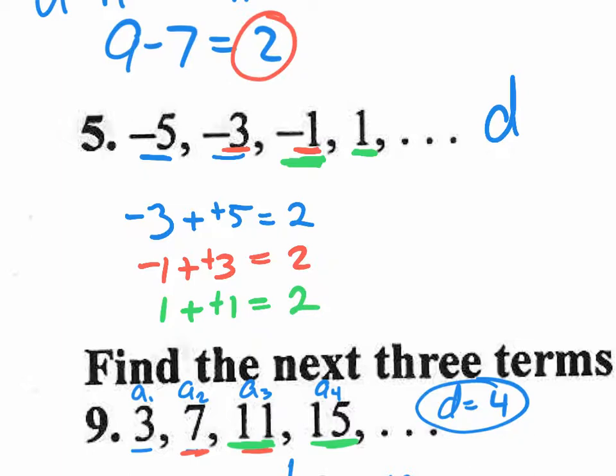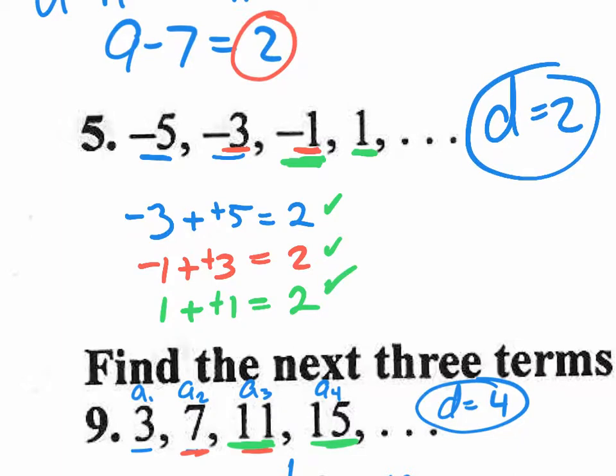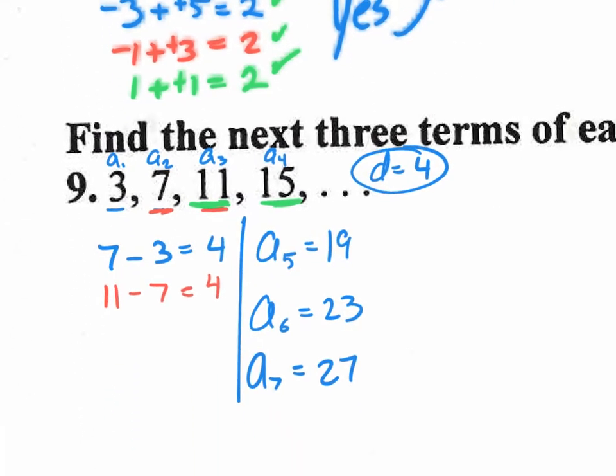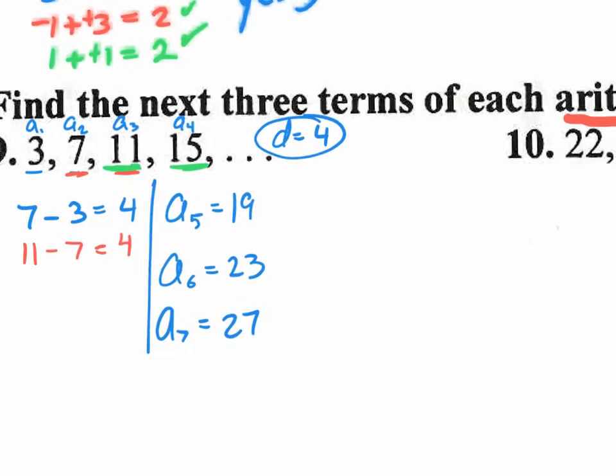So as you could see, it is a common difference, 2, 2, 2. The common difference is 2, which means that this sequence really is arithmetic. So you say yes, because it has a common difference of 2. It is arithmetic. Now the next section, that's where it says find the next 3 terms. Now in the previous video I explained number 9.